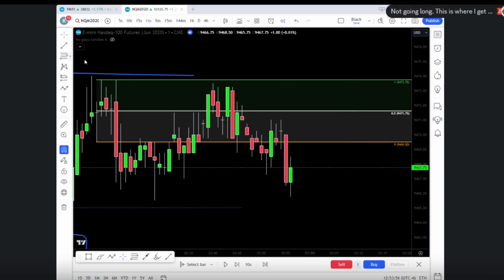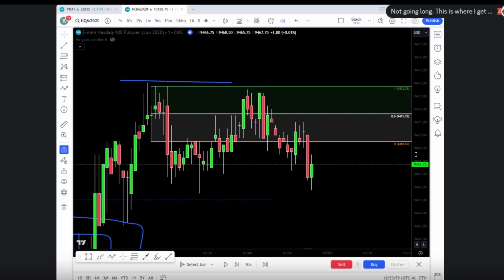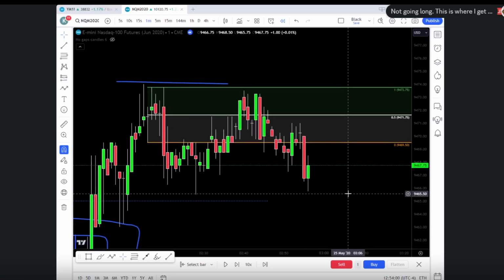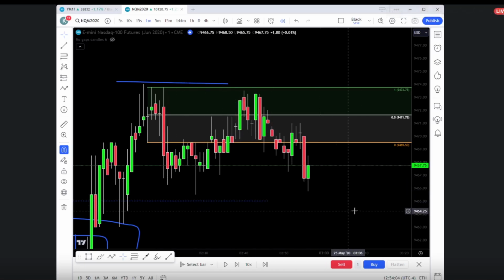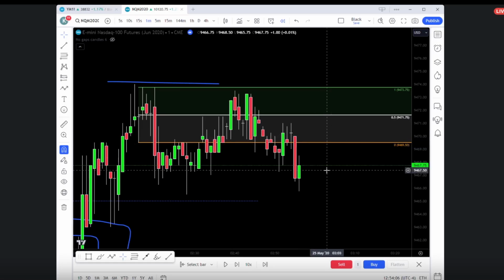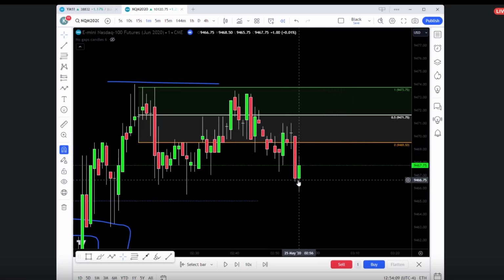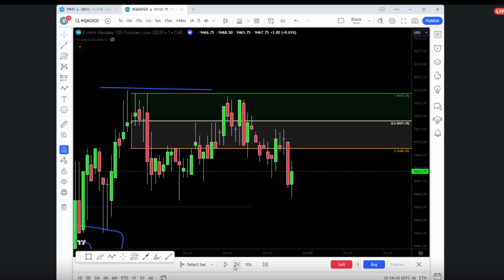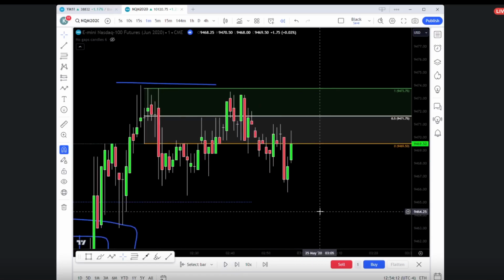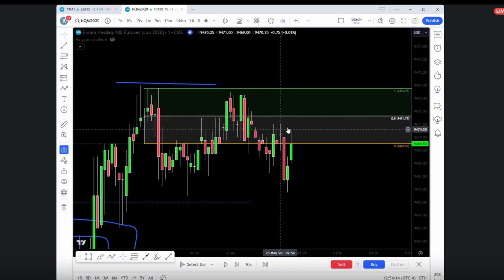Where are we looking? Right, we're looking to see this get violated first. We're looking for our smaller zone in here. We've just left the zone. You don't want to see a candle closure above here. If you see candle closures above here, then you can start looking at long.